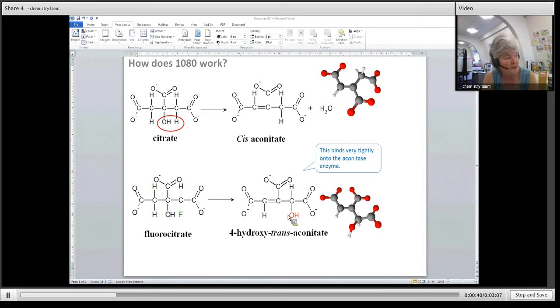The problem is when you've got the fluoro compound and you've got this double bond here being formed with the OH that binds very strongly onto the enzyme and it stops the reaction. So if we have a look at a simulation of this.